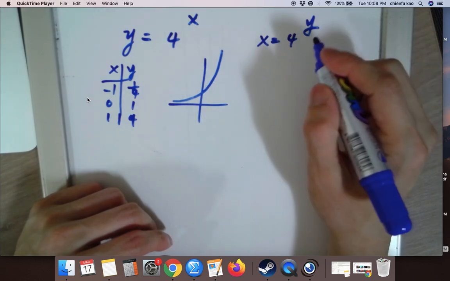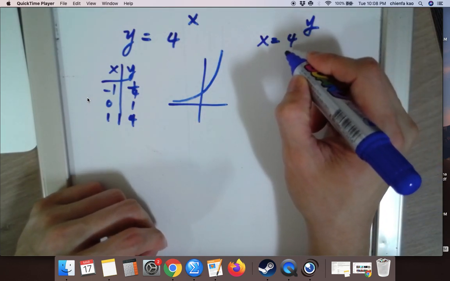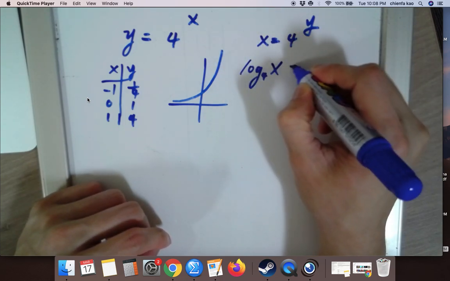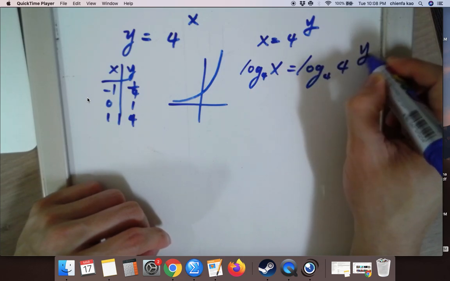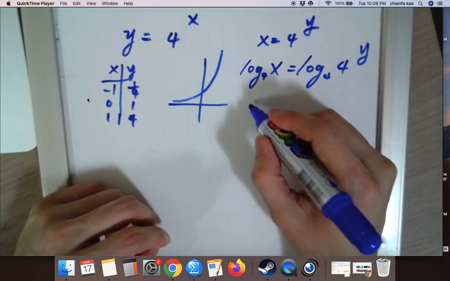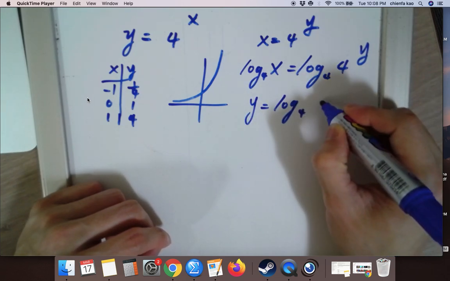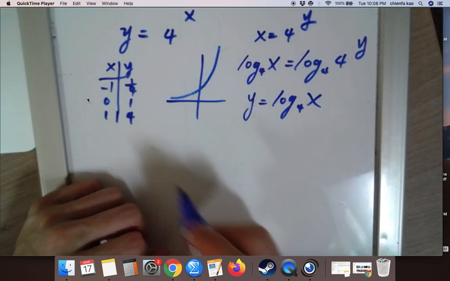I mean, for some people, because they've never seen log before. Here's what I meant. I'm going to take log base 4 on both sides to find the inverse, because of this thing, right? They cancel out. So y now equals log base 4 of x. That's the inverse of this function.